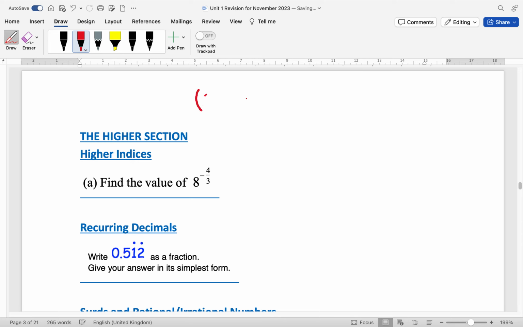But it starts by realizing, oh, this is a recurring decimal. Mr. Lear said, if I see a recurring decimal in this exam, even if it's part of something else, I should change it to a fraction using his method. Okay? Surds and rational irrational numbers.